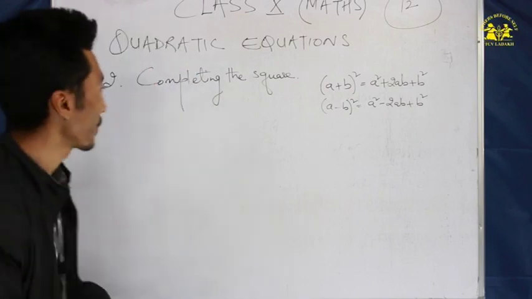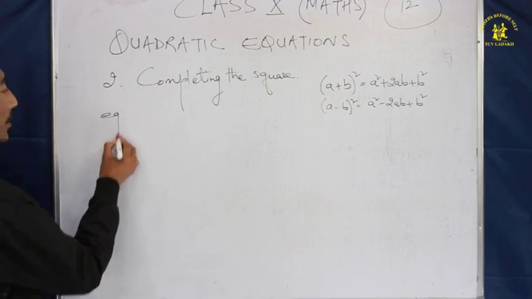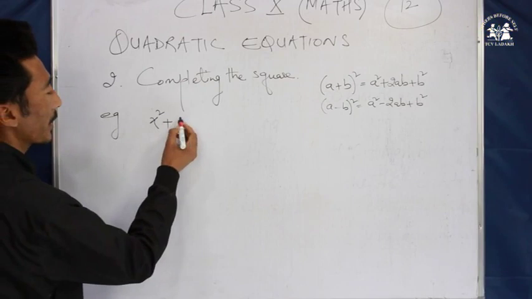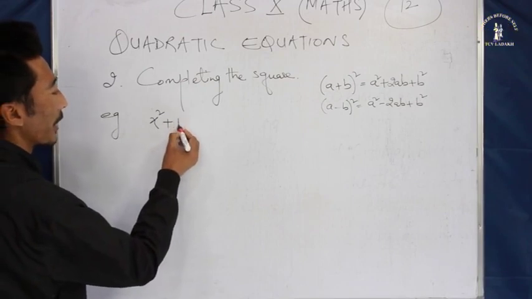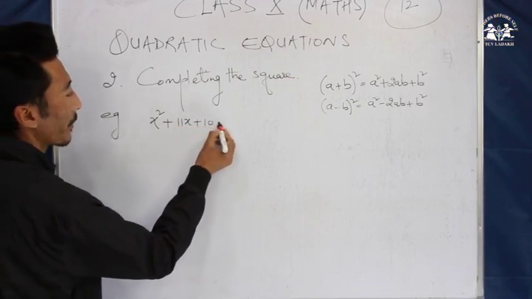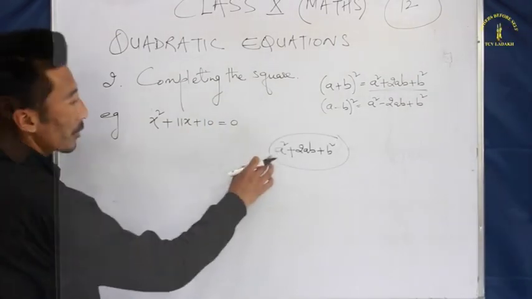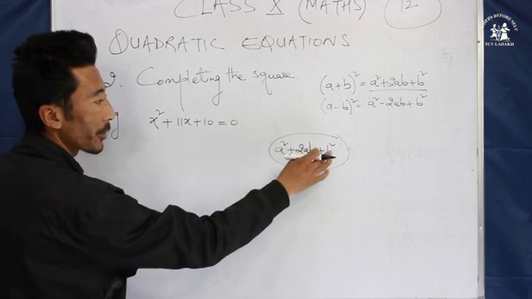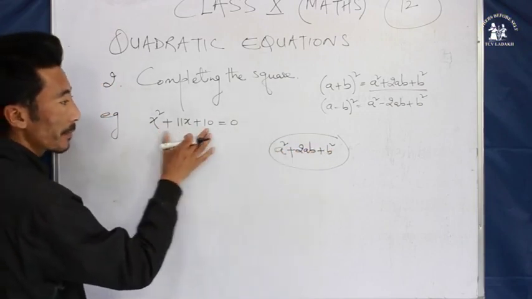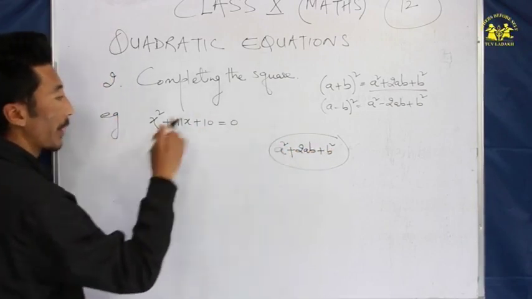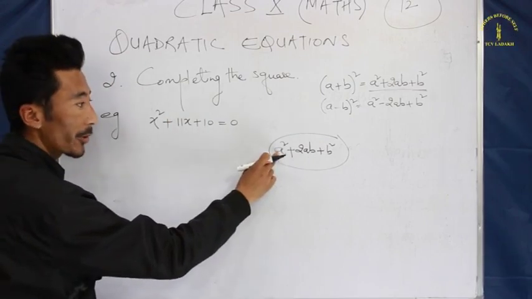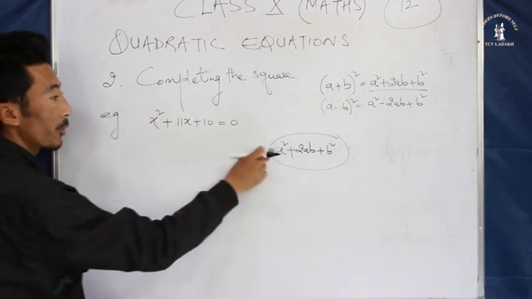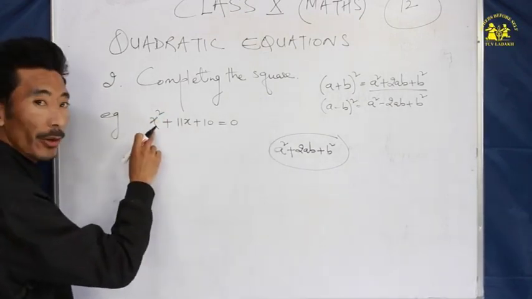Take an example. Suppose we have the quadratic equation x squared plus, let's say, 11x plus 10 equals 0. We have the identity (a plus b) whole square, which is a square plus 2ab plus b square, the expanded form of the polynomial. Okay, first the a square term. The square term in our equation is x square, so a square corresponds to x square.